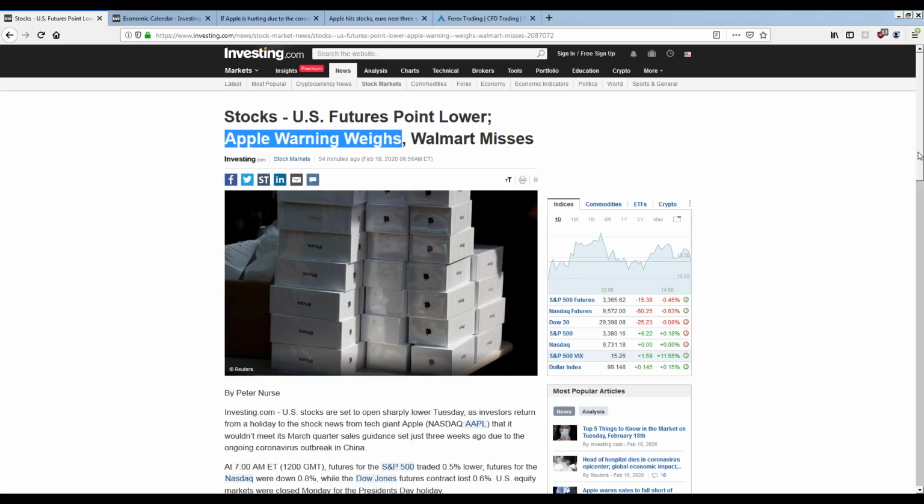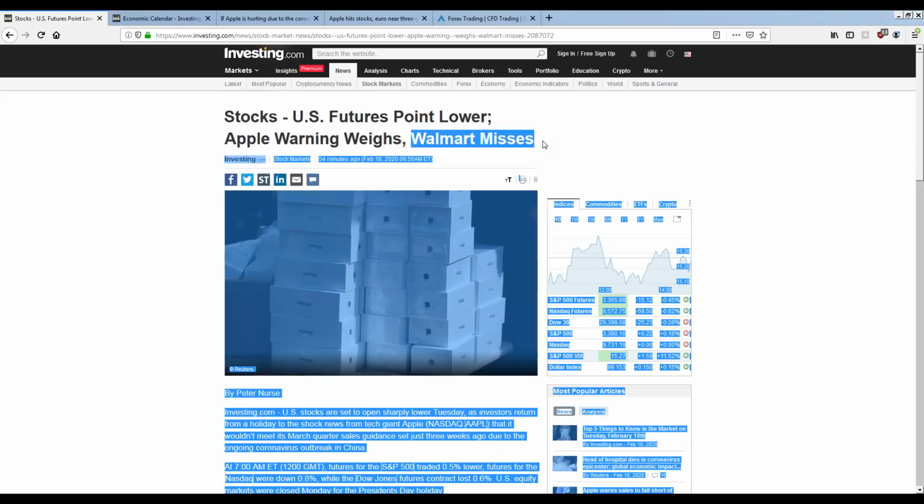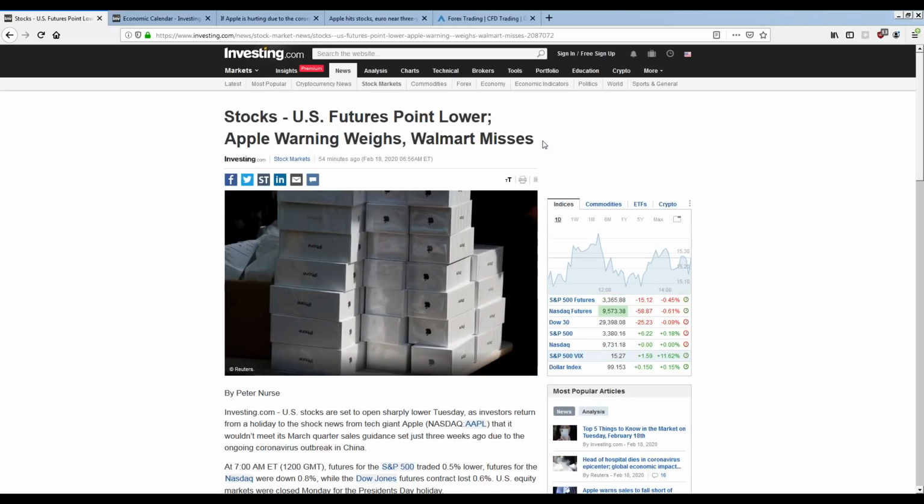Apple's the first company coming out to say, this is not going to be good here in the short term for the effect that this has on our business and our production and our numbers. So as soon as Apple gave that warning, wow, markets reacted. And now Walmart had some numbers that missed. So that's adding to the fear on the markets. So there's a bit of a sell-off occurring.